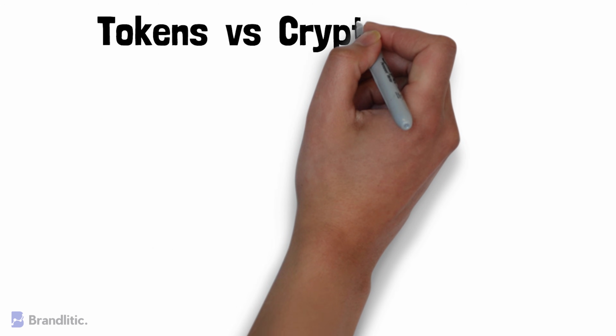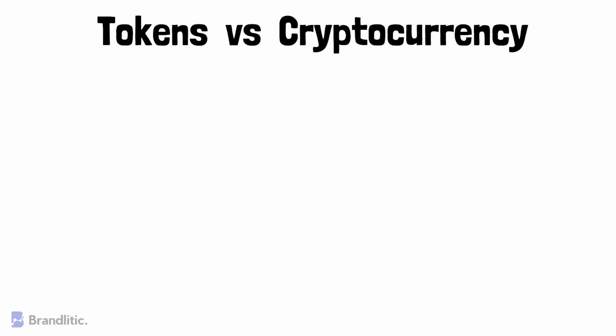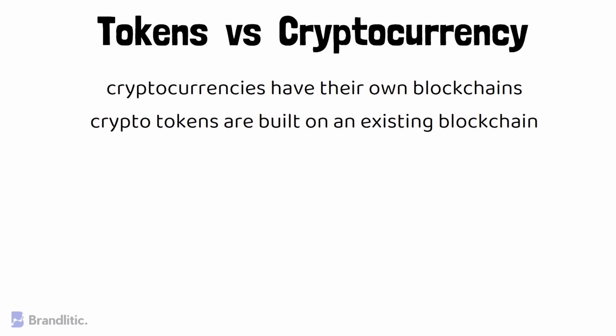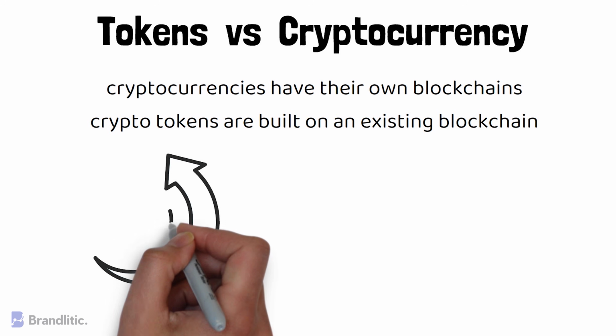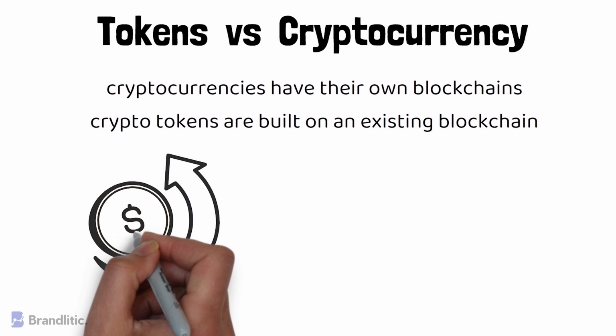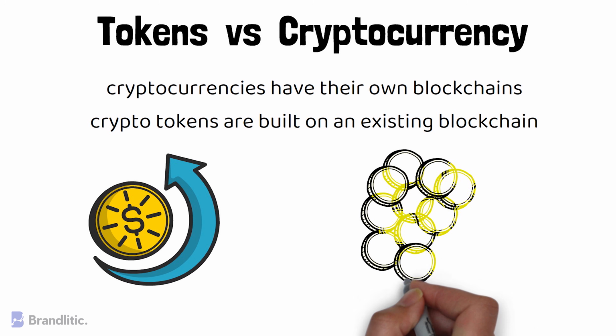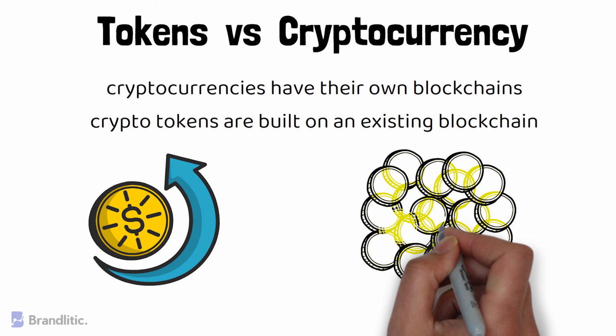Next, let's have a quick comparison between tokens versus cryptocurrencies. Well, the biggest difference between the two is that cryptocurrencies have their own blockchains, whereas crypto tokens are built on an existing blockchain. Also, do note that cryptocurrencies are built keeping in mind the monetary benefit, whereas many tokens are created without the intent to represent money or monetary value at all.